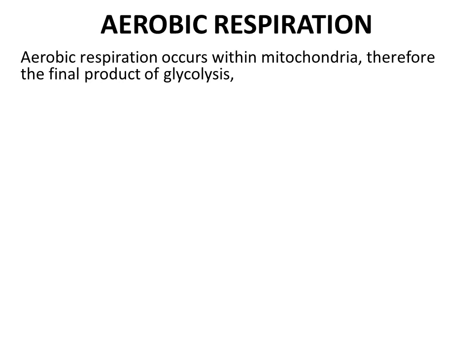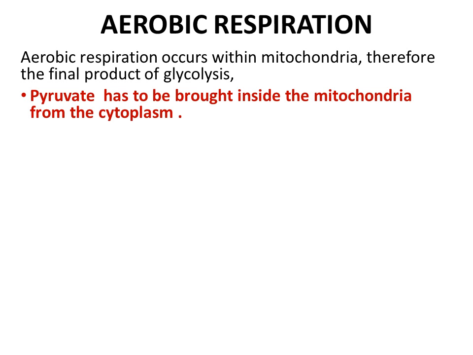In the previous part of the lecture, we studied glycolysis, the end product of glycolysis being pyruvic acid. The pyruvate has to undergo aerobic respiration for complete oxidation and release of a large amount of energy stored in the substrate. So aerobic respiration is dealt with in part 3 of this lecture. Aerobic respiration occurs within mitochondria, and therefore the final product of glycolysis, which is pyruvic acid, has to be brought inside the mitochondria from the cytoplasm.